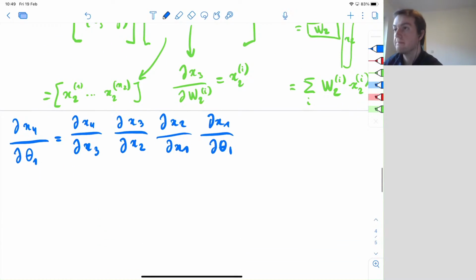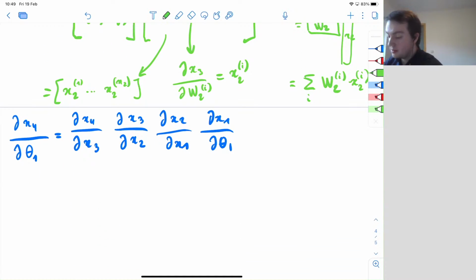Okay. So let's do this. This is a product of Jacobians that we can evaluate. As before, the first matrix is of size 1 by 1, with x3 minus 1 as its single entry. For the second one, the number of rows is equal to the dimension of x3, the numerator, which is 1, and the number of columns is equal to the dimension of the input, x2, so n2.